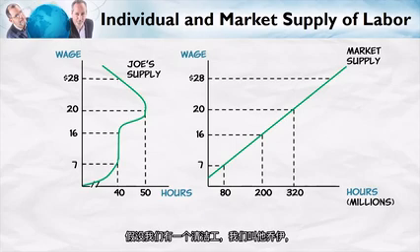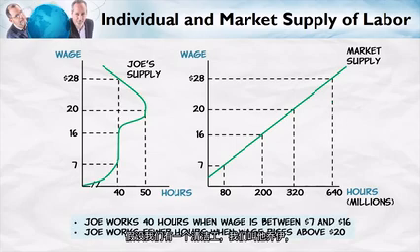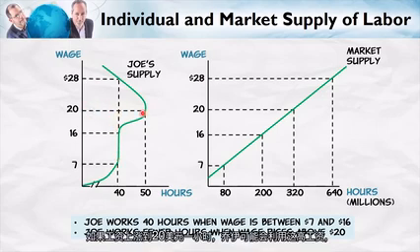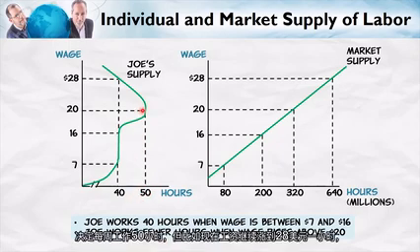So let's suppose we have a janitor, let's call him Joe, and let's imagine that his wage is currently $16 an hour and he's working 40 hours a week. If the wage were to increase to $20 an hour, Joe decides he may work more, 50 hours per week, in order to take advantage of that higher wage.